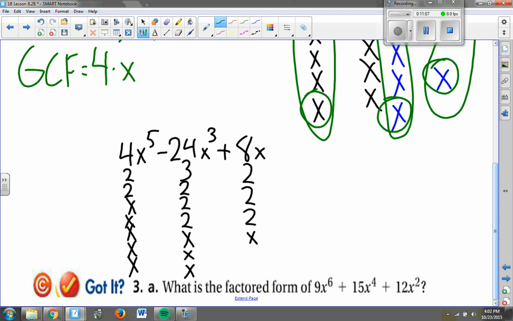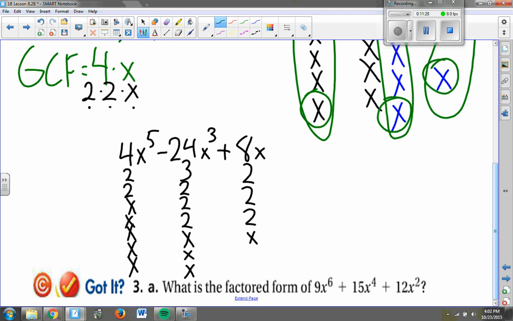All right. Now, I know that my GCF is 4x, which is really 2 times 2 times x. So I'm going to look in each one of my terms, and I'm going to remove those 3 things from all 3 of my terms and see what I'm left with.